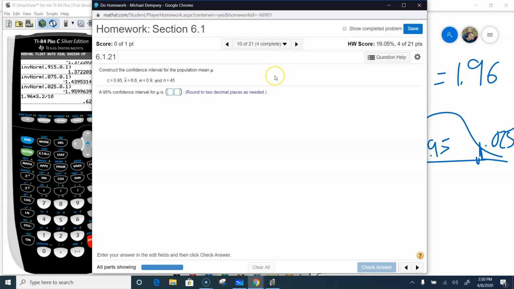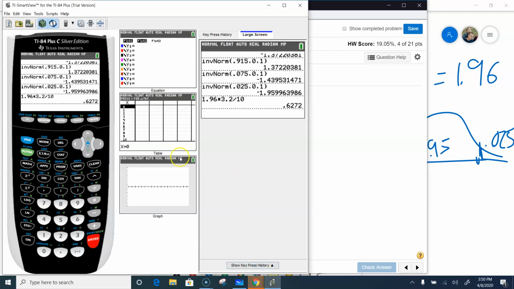So number 10, we're actually going to go ahead and construct our confidence interval. So I want to lean on the calculator for this. I want 95% confidence, but they give me my sample mean is 6.6, standard deviation is 0.9, and sample size is 45. So what does this look like on the calculator?